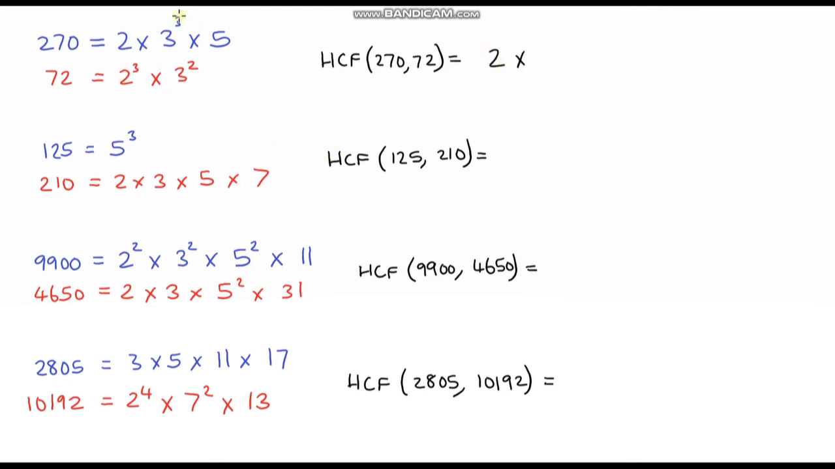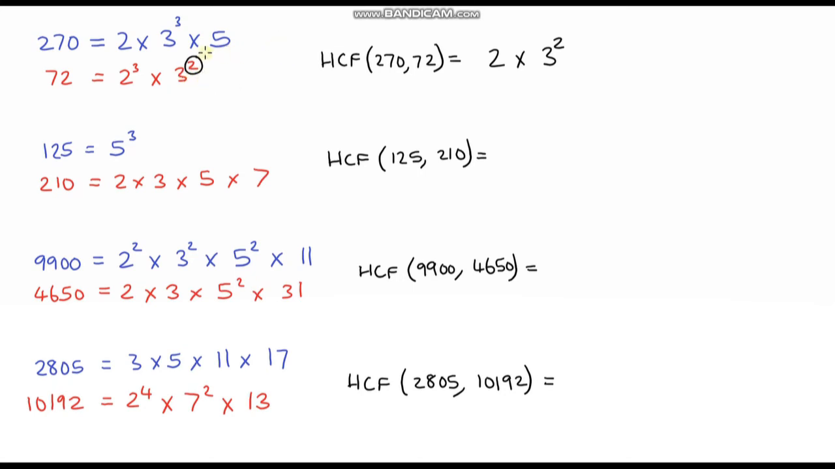Now let's move on to the 3's. So how many 3's do these numbers have in common? Well, 270 is 3 cubed, and 72 is 3 squared. But remember, we can only use the minimum number of 3's. So we can only use 2 of the 3's. So we're going to multiply it by 3 squared. Even though we've got 3 3's here, we can't use one of them because we only have 2 of them here. We can only use the minimum number.